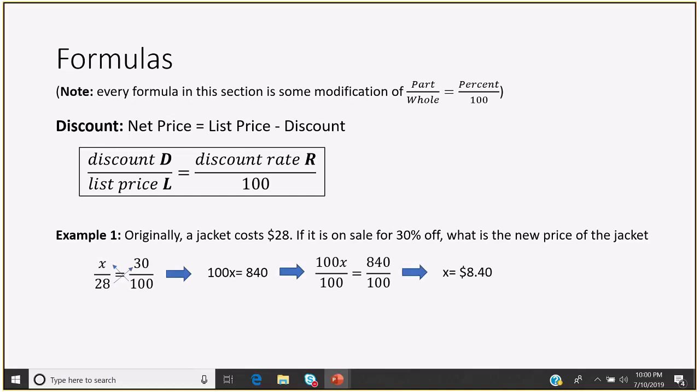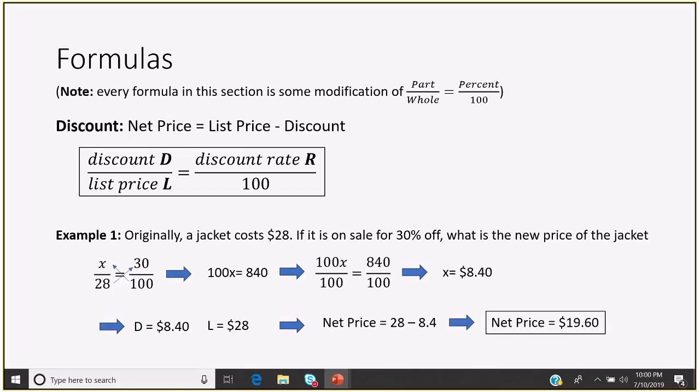Now we have to pause for a second because in the last problems, once we got through all this cross multiplication and dividing, we were done. But here we have to say, okay, the question's asking for the new price of the jacket, so I have to take my discount away from my list price. So 28 minus 8.4 leaves me with $19.60.